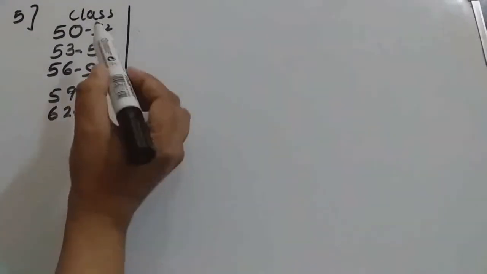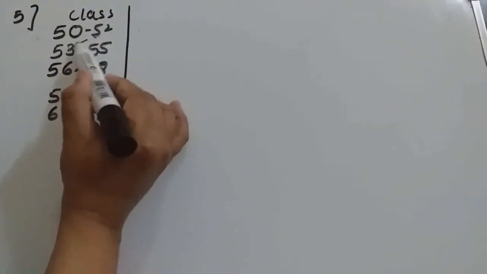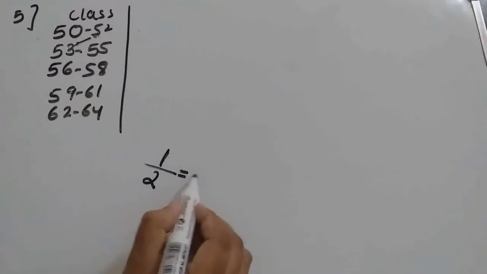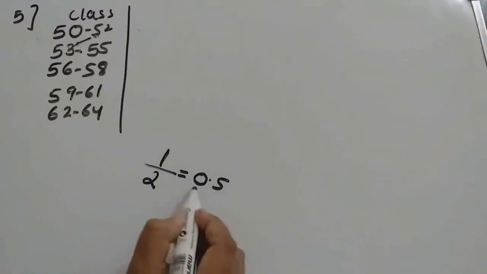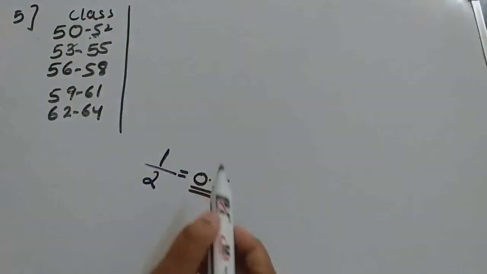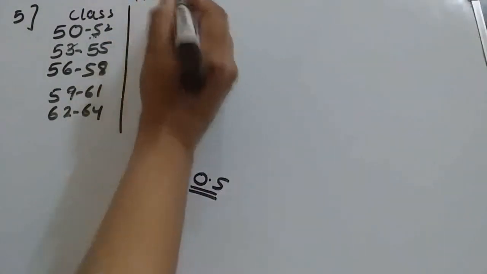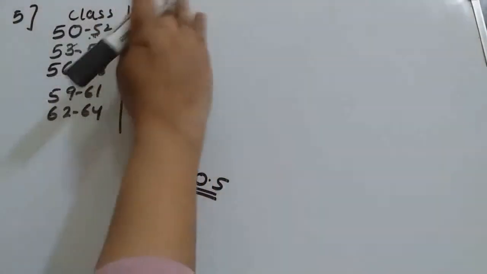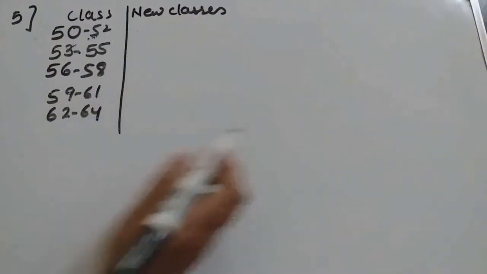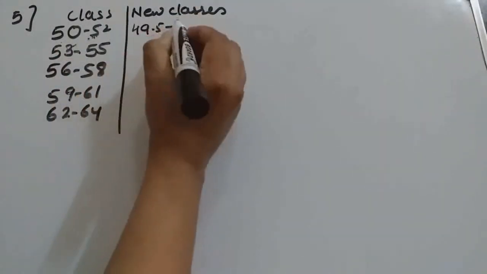For that we should find how much difference is there in these. So 53 minus 52, 1, isn't it? Divide by 2, that will be 0.5. So this 0.5 you should subtract from the lower limit of each class, and you should add in the upper limit of each class. So new classes you will get: 49.5. 50 minus 0.5 will give 49.5.